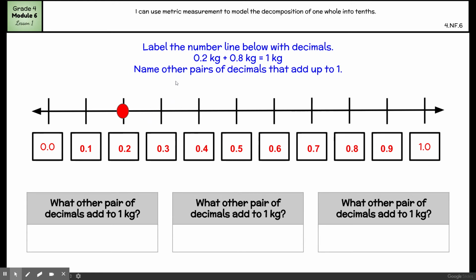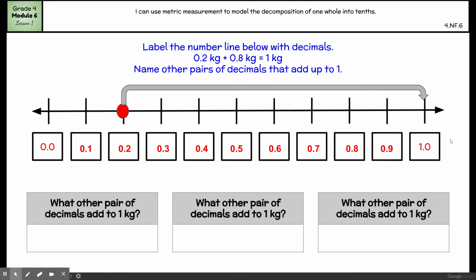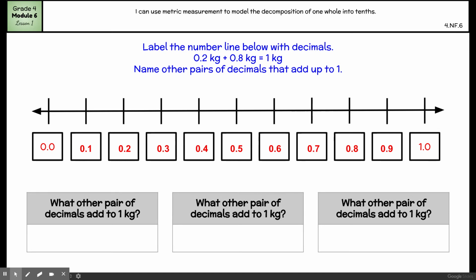Let's count. 1, 2, 3, 4, 5, 6, 7, 8. These are tenths. If I jump to here, I get a jump of 8 tenths, and that gets me to 1 whole. So 1 kilogram. So what other pairs of decimals could add to 1 kilogram? I'll give you another example. If I start at 1 tenth and I add 9 more tenths, 1, 2, 3, 4, 5, 6, 7, 8, 9, that gets me also to 1. So I could say that 1 tenth plus 9 tenths also equals 1 kilogram.